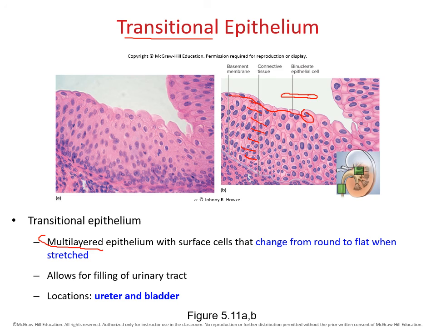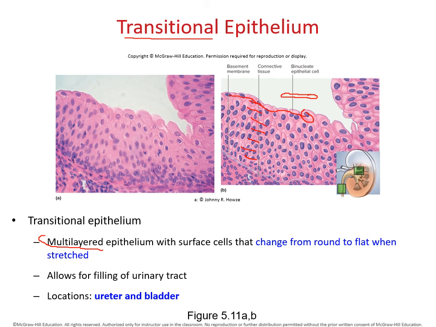So transitional epithelium, notice also how you don't have to tell me the individual shape of the cell. Transitional epithelium is going to be the epithelium that's going to have multiple layers, and its top layer is going to be able to stretch itself, thereby increasing the lumen that it is exposed to. So for its location, I have highlighted for you the ureter and the bladder.